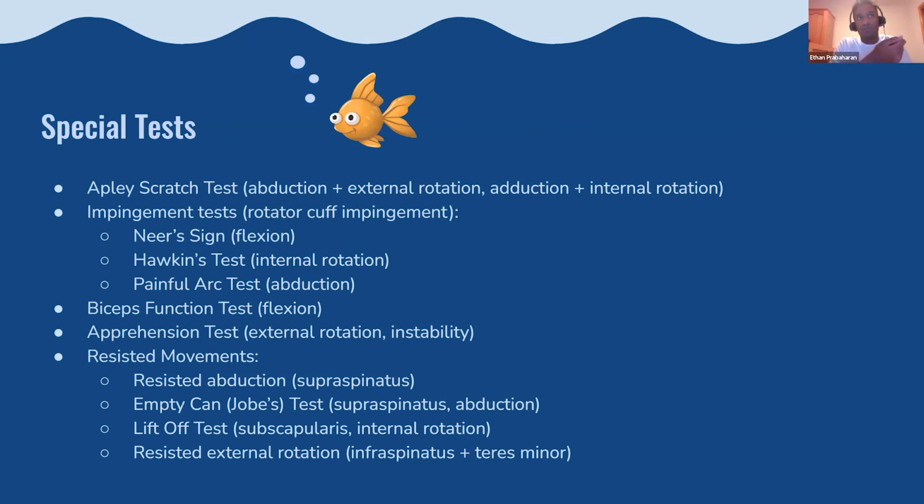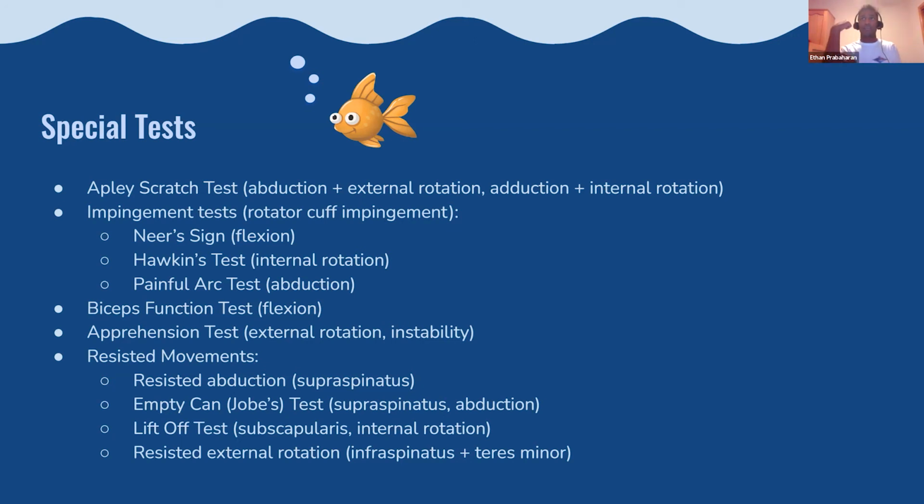Then we have impingement tests, where we're looking for things like rotator cuff impingement. And you notice a lot of these tests actually look at the rotator cuff. So we have Neer's sign, which is basically you flex your shoulder and you're looking for pain there. Hawkins test is internal rotation. The painful arc test, which is just abduction, that is again an impingement test. Hawkins test, your teacher will go through.